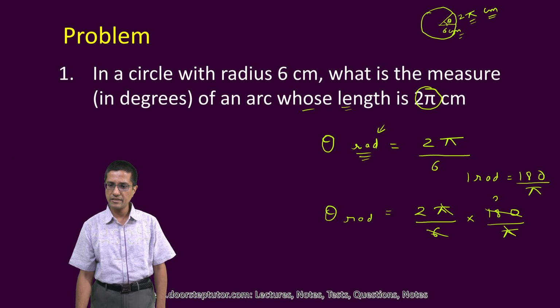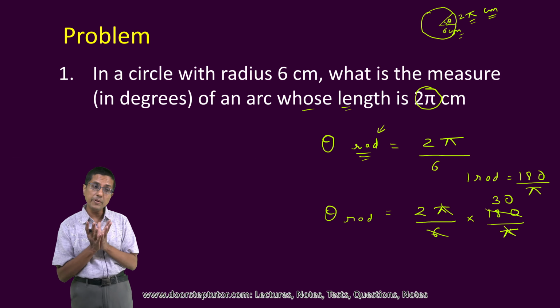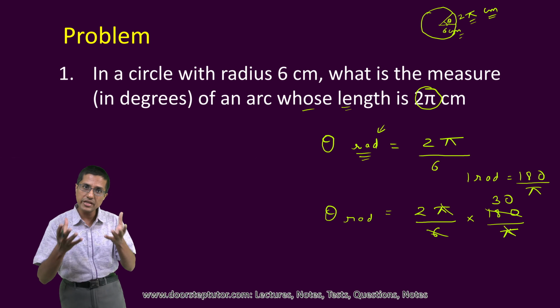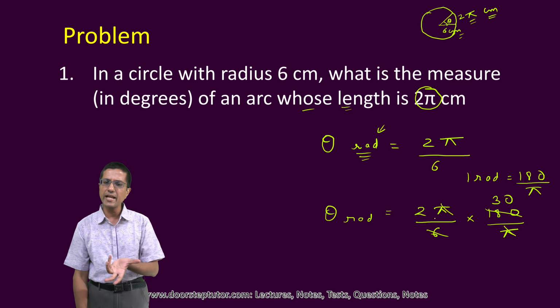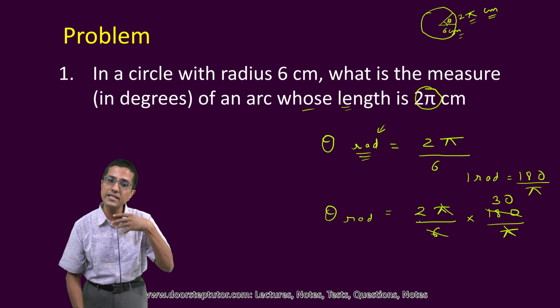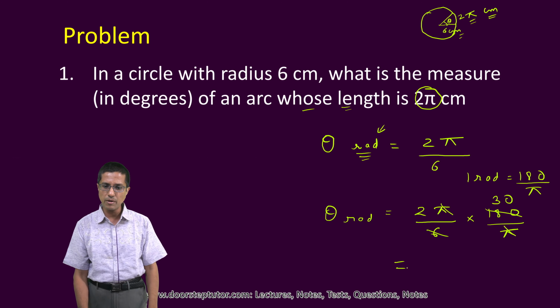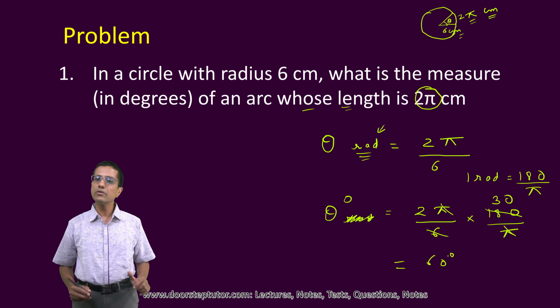This will be 30, and notice that pi and pi actually got cancelled. Typically in your problems such things would only be provided. We will be provided with numbers which cancel out, so the pi's would cancel out, or you would be asked to express the answer in terms of pi only. So no additional problems come, and this is the answer, not in terms of radians but in terms of degrees. So theta degree is equal to 60 degrees. Both are very simple.